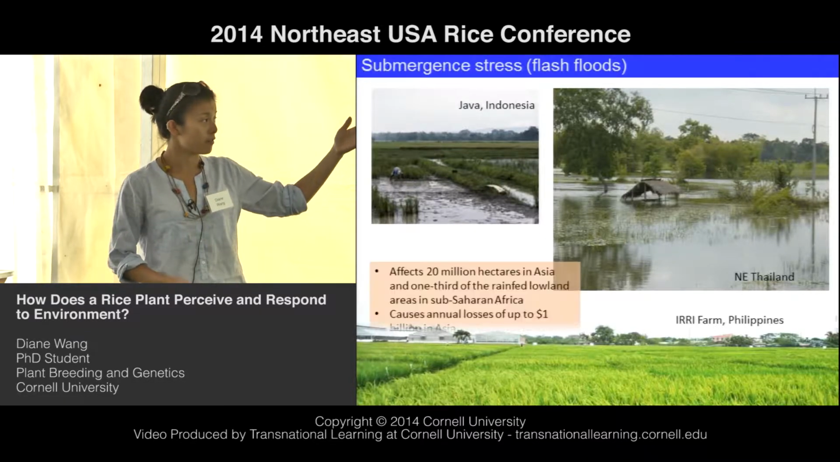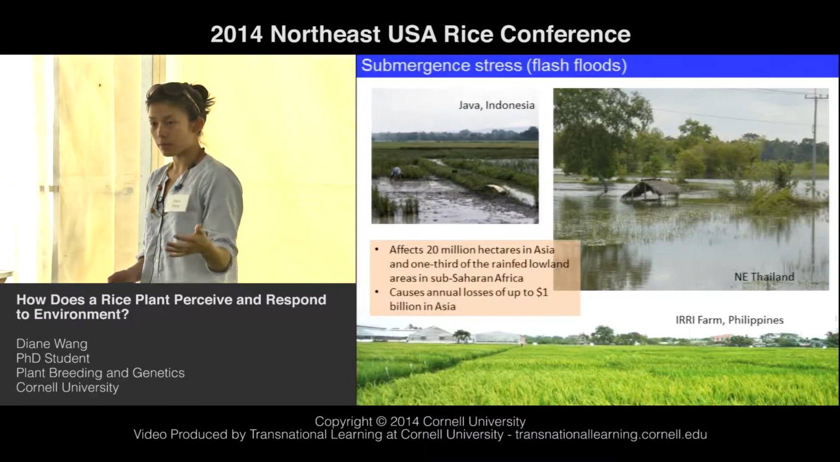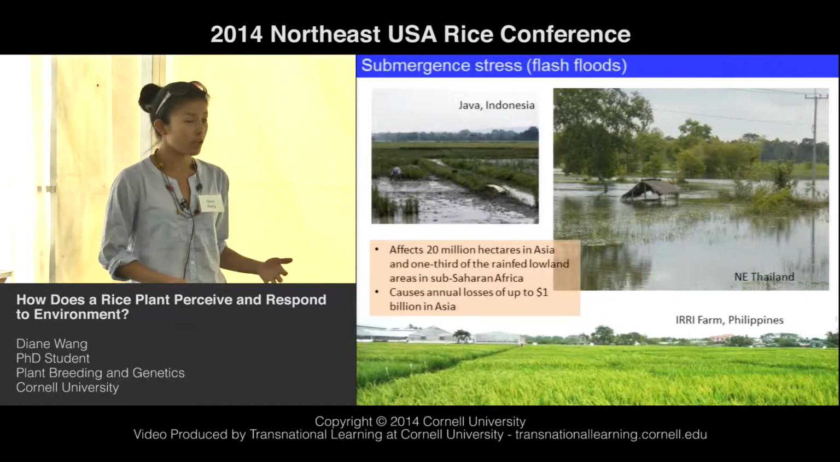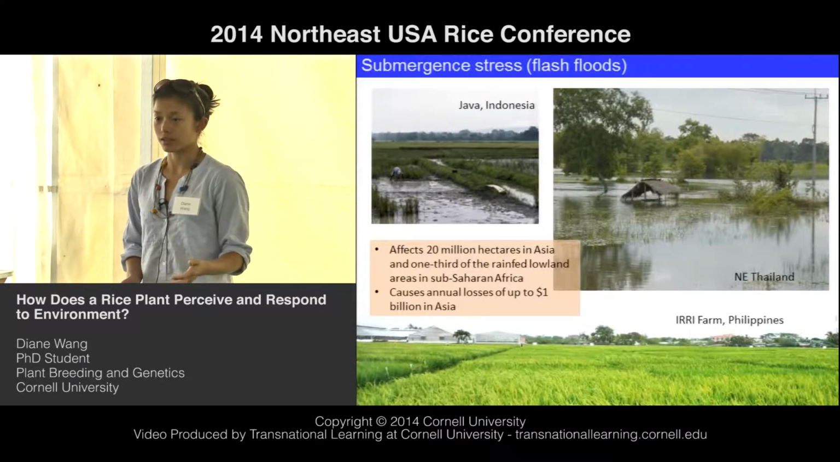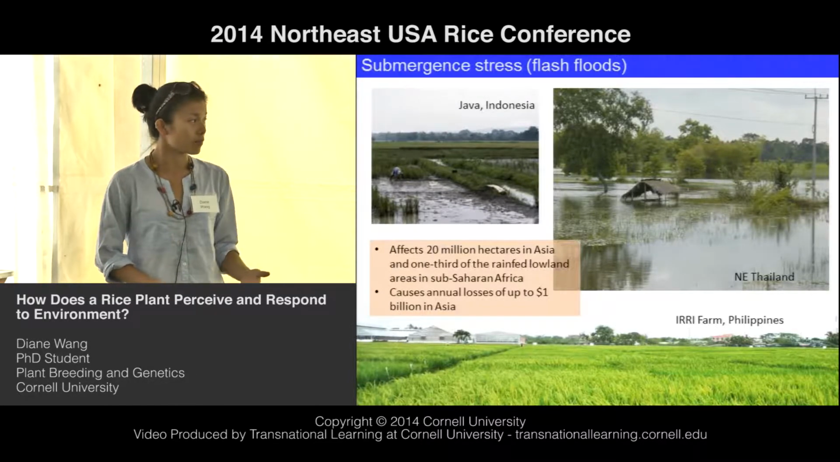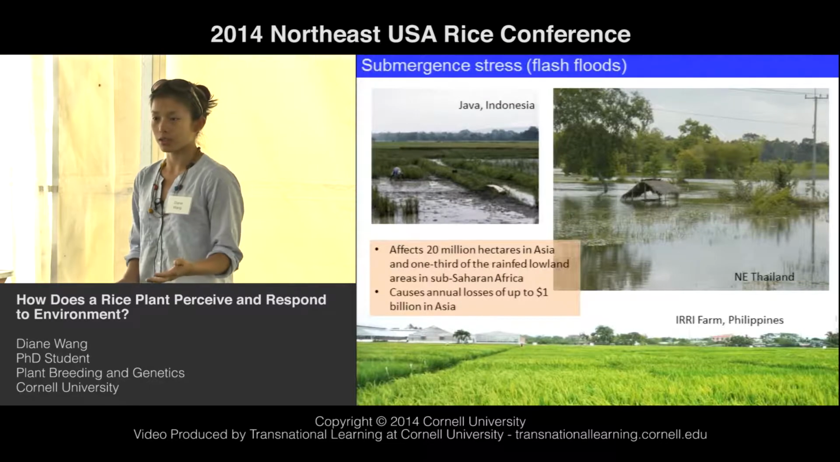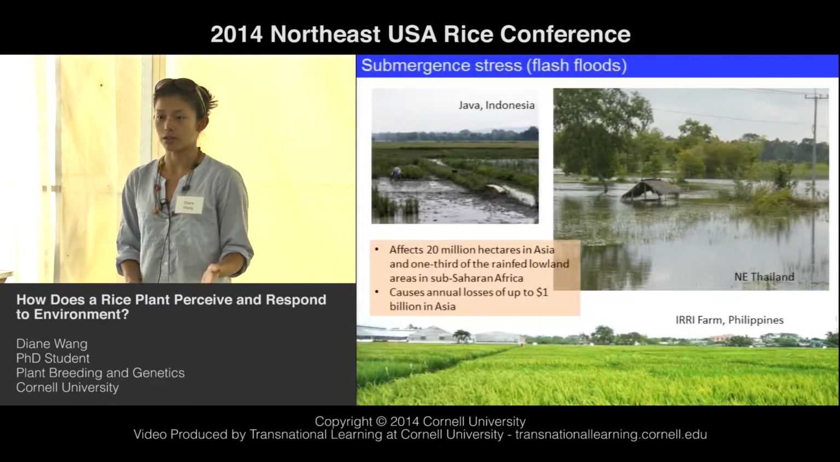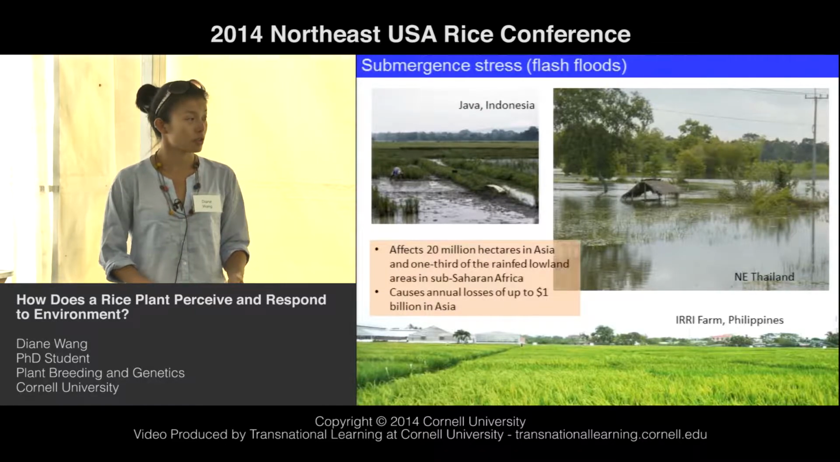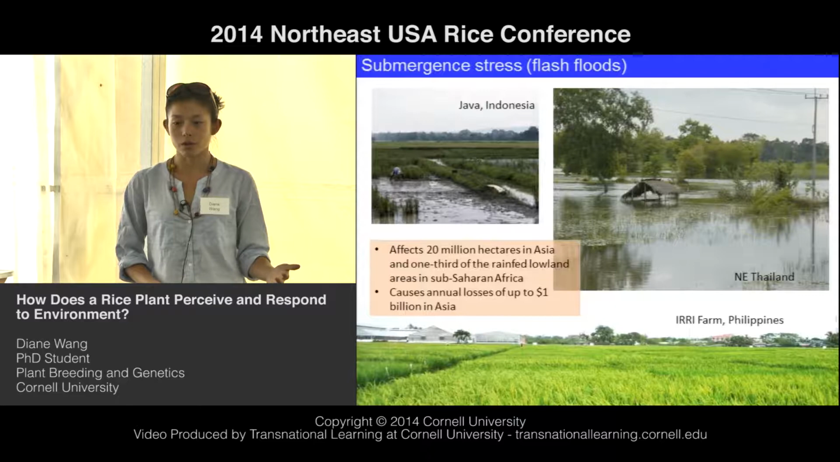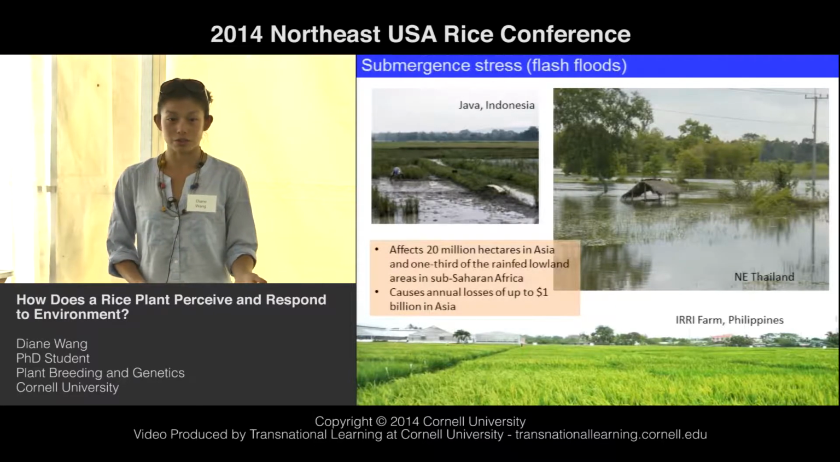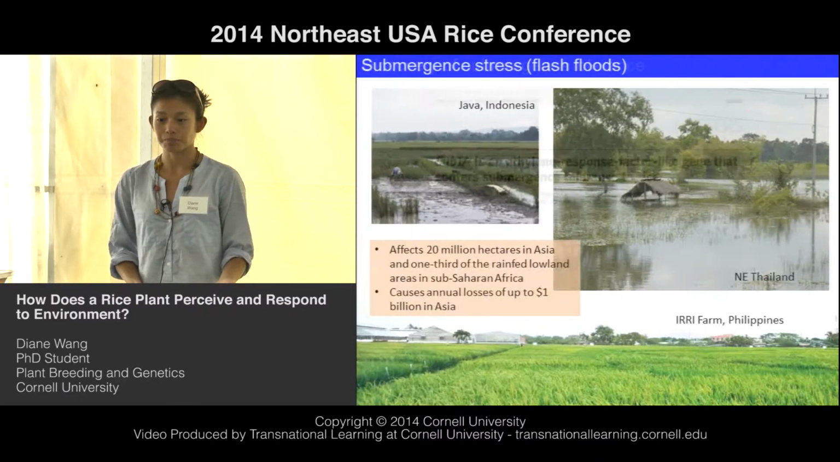And in fact, this affects 20 million hectares in Asia, as well as a third of the rain-fed lowland areas in sub-Saharan Africa, which also grows a lot of rice. In terms of economic losses, it causes about $1 billion in losses in Asia every year. So it's a huge problem. And so when you have a problem that is so severe, obviously researchers want to figure out a solution.